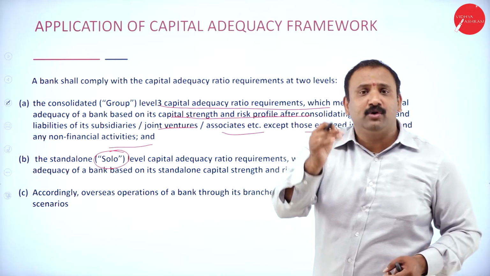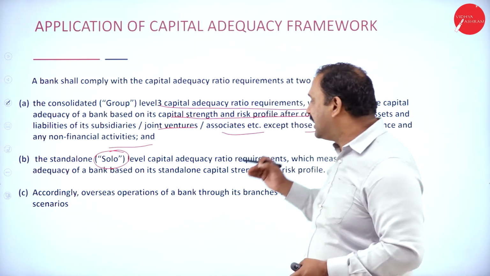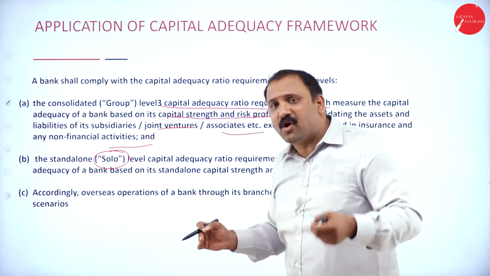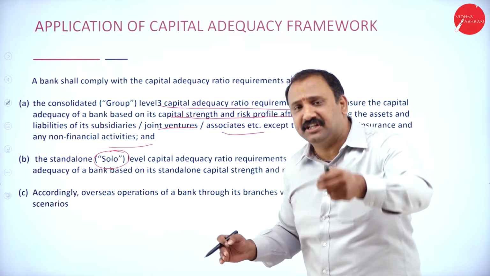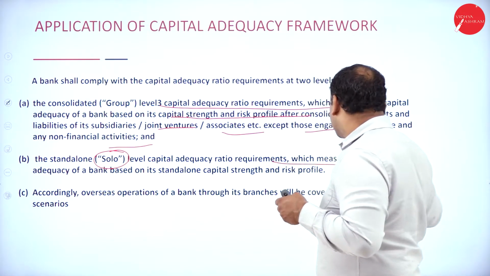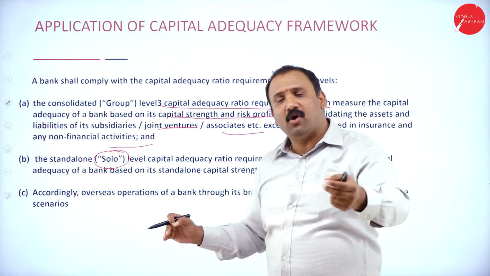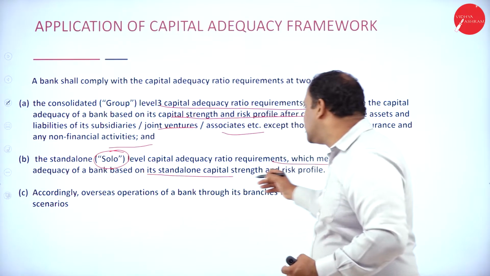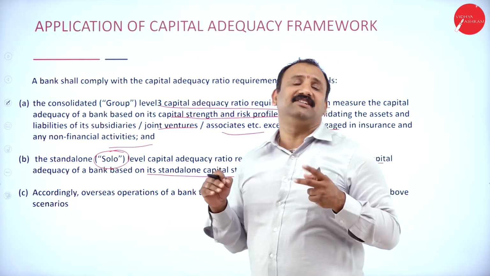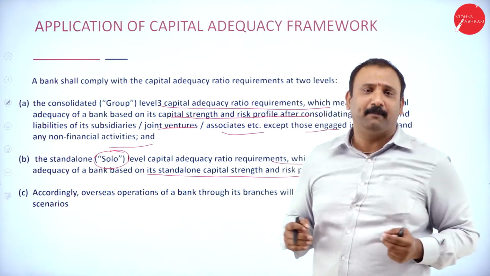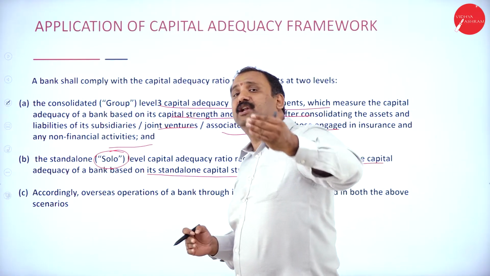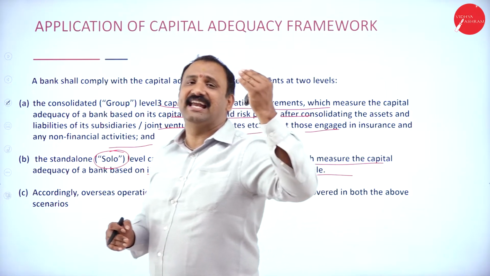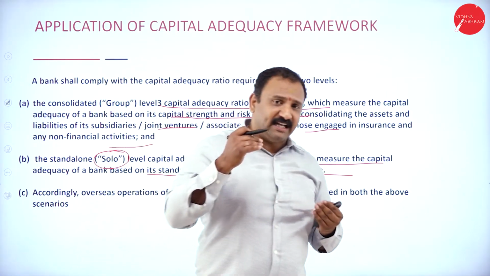The standalone or the solo factors that we are talking about in terms of the capital adequacy ratio requirements measure the capital adequacy of the bank based on its standalone capital and risk profile. Now this is very, very important. What is the standalone capacity or the risk-taking ability of the bank? This is highly, highly important.